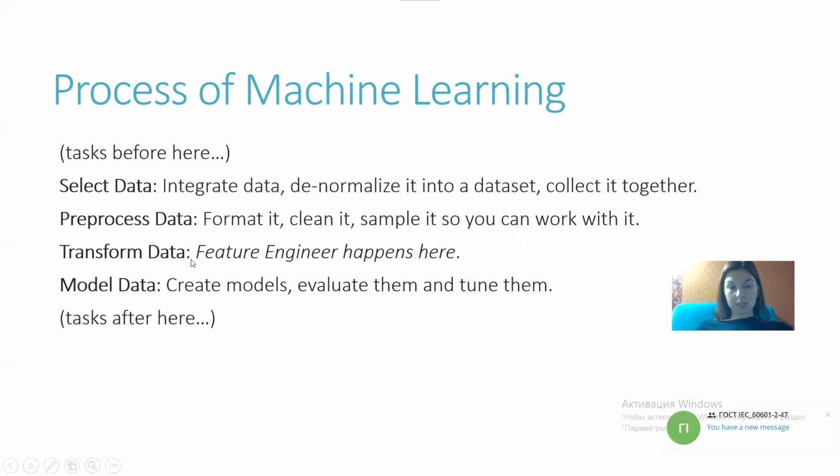You transform your data, and feature engineering happens here. You need to transform your raw data set into some updated data set with features instead of attributes. And create models, evaluate them, and tune them. So the process step we may divide into two parts: the process itself and data transformation with feature engineering.